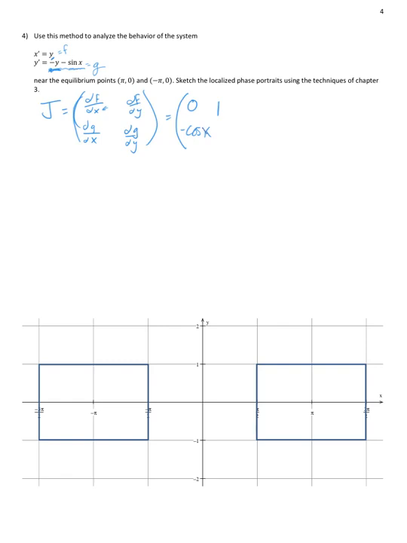And then I take the partial with respect to y. So the derivative of negative y is negative 1. And the derivative of sine x is 0 because there's no y's in there, so we treat it like a constant.